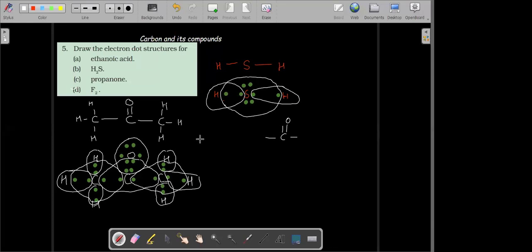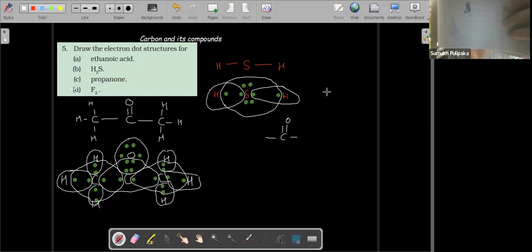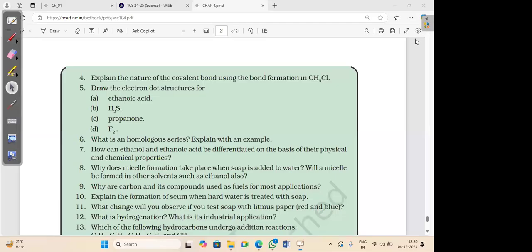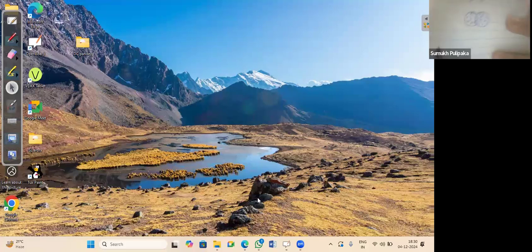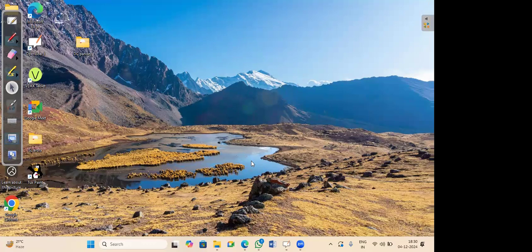So for this one, anyone who has done this? It's not a big one, it's a small one. So everyone should be able to complete it in a minute only. Not more than a minute. You have to draw the diagram for F2. Sir, can you see me? Just one minute. Yeah, F2. All right. So just one minute, hold it.